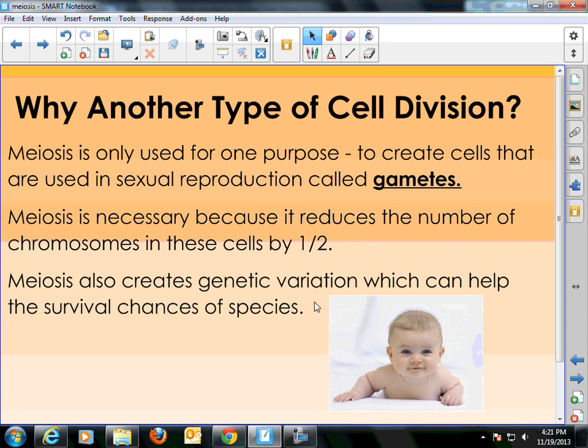Also, meiosis helps to create some variation, and that's why all babies don't look alike, and all people in your class are not exactly identically the same, because meiosis helps to create some of that variation, and we'll learn later about how that actually increases chances of survival by some members of that species. So it is an important process. It is a very small percentage of how cells actually divide, but it is very important to produce these cells we call gametes.